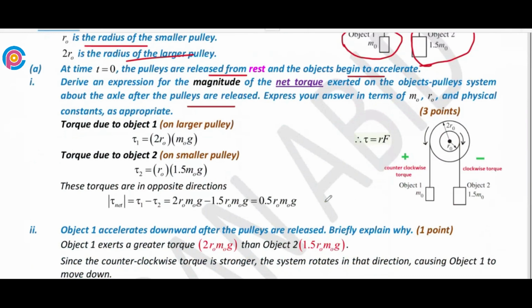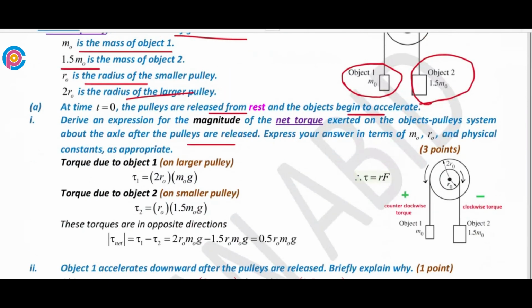Now we have two objects, both moving with their respective motion. Object 1 has the counterclockwise direction, so its torque can be calculated with r times F. We have radius 2 r naught, and m naught g is the force pulling downward. So 2 r naught m naught g is the torque due to the larger pulley. Now the torque due to object 2 on the smaller pulley, which is in the clockwise direction, is again r times F. The radius is r naught and the force is 1.5 m naught g.